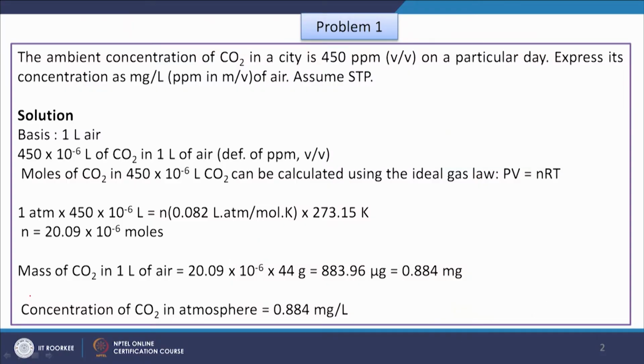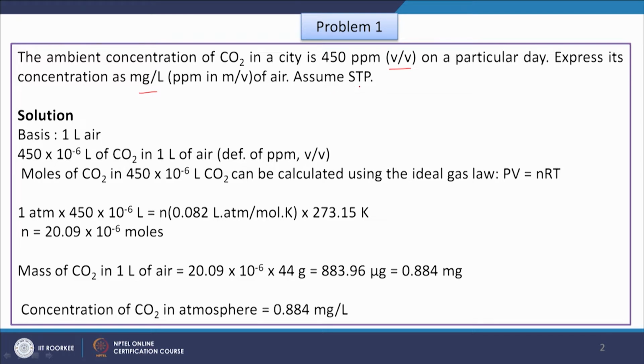Hello everyone, now we will have a tutorial session and in this class we will solve some numerical problems based on our discussion made in the last 4 classes. Problem number 1, the statement is the ambient concentration of CO2 in a city is 450 ppm volume by volume on a particular day. Express its concentration as mg per liter, ppm in mass by volume of air, assume STP.